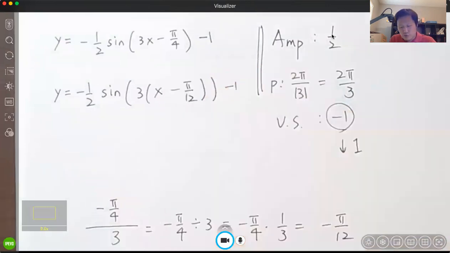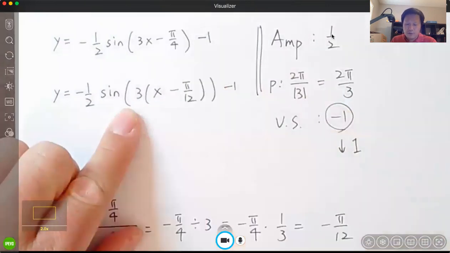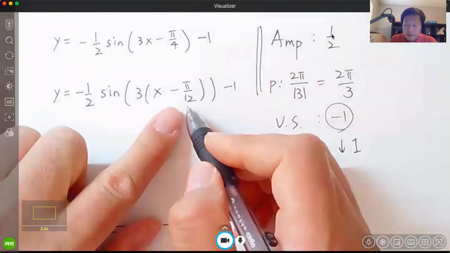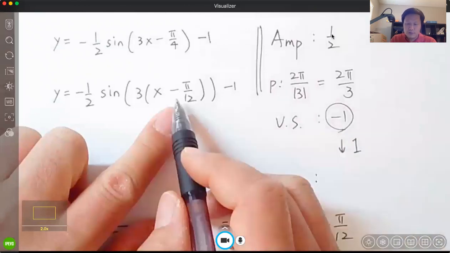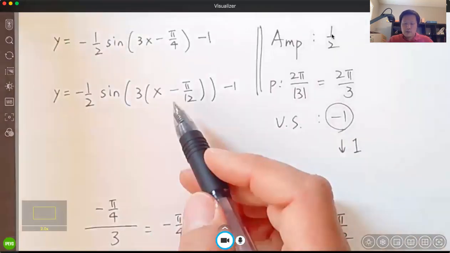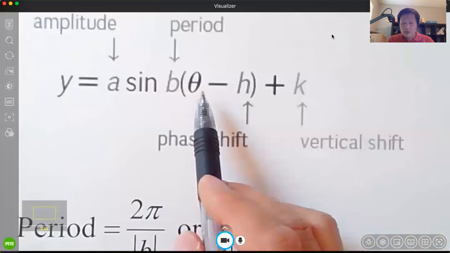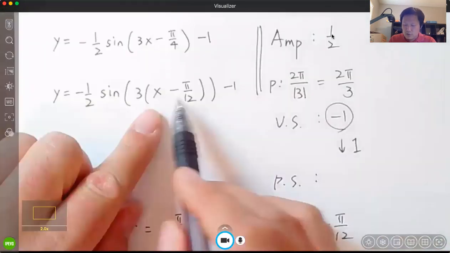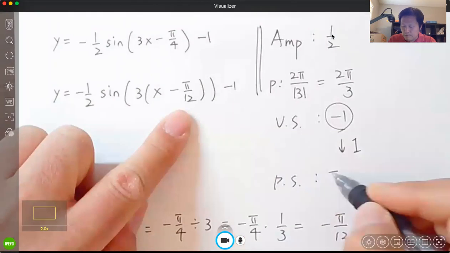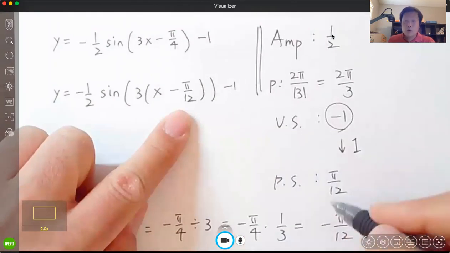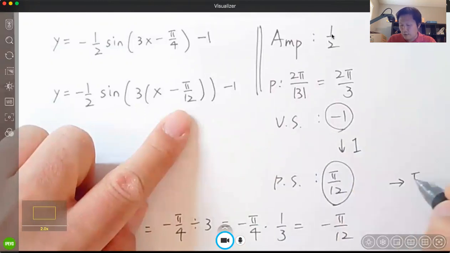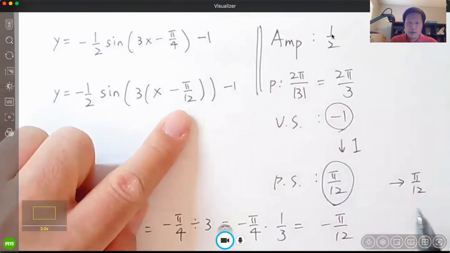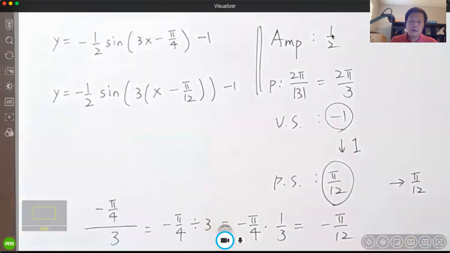When you distribute 3 here, you will get minus pi over 4. Okay, what does that mean? Our phase shift is minus, no, not minus, because the formula says x minus h. So phase shift is positive pi over 12. The way I prefer to answer phase shift, I like to say right by pi over 12. That's what I prefer. But for your Alex, you need to say positive pi over 12.